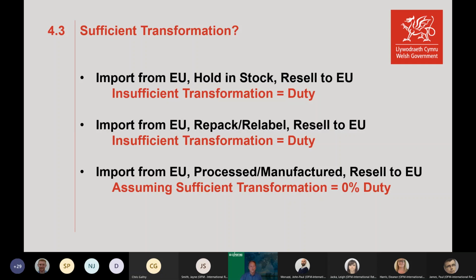Well, on the other hand, if you import from the EU and then you process or you manufacture those products in some way, you change the tariff code, and then you resell back to the EU, then assuming you have done enough sufficient transformation for your HS code, then 0% duty would apply, as in the example that we showed earlier. So it's quite specific, and you need to make sure that you are creating sufficient transformation, whether that's enough added value, a particular type of process onto the product, or changing the tariff heading in order to create a UK product.